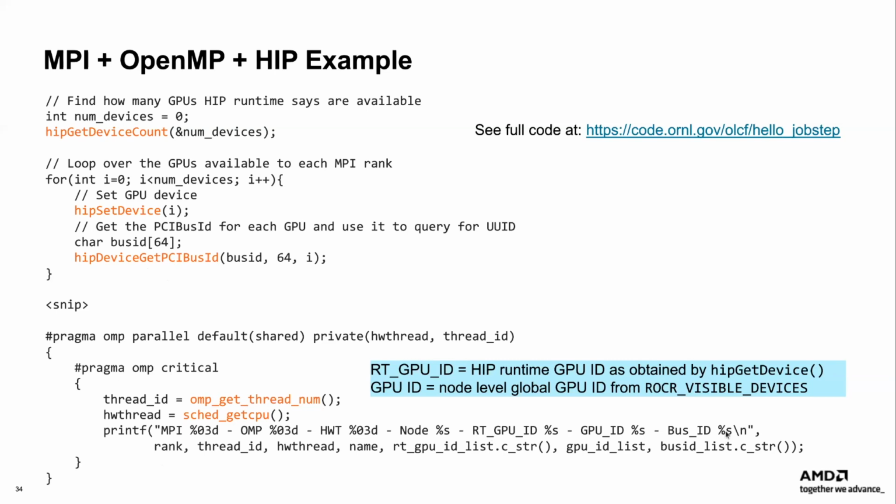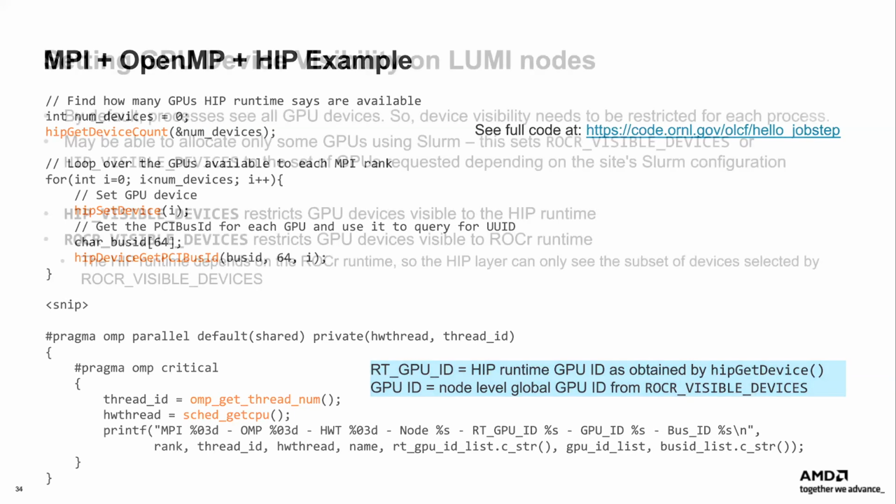And here it just prints a whole bunch of information. What rank, what thread, where it ran, which hardware thread it ran on. And then, two differentiation here. There is RT GPU ID that is printed. This is the HIP runtime GPU ID that's obtained from hipGetDevice. And also the GPU ID is the node level GPU ID obtained from the environment variable setting of ROCR_VISIBLE_DEVICES. Okay, we are going to use these two examples.